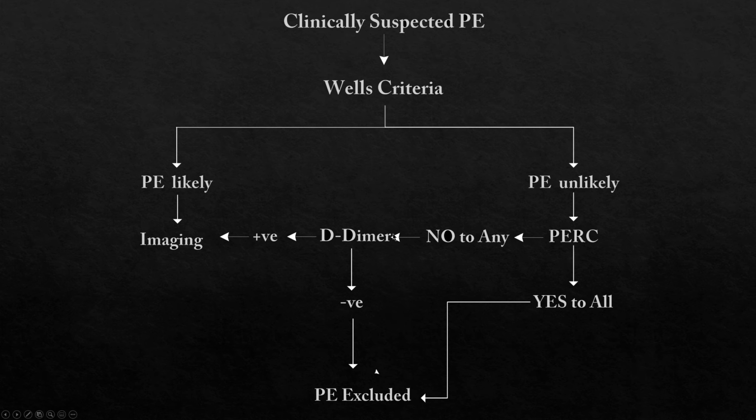It's always available: D-dimer. If it's more than 500, you proceed to imaging. If it's negative, a sensitive test rules out the disease, so this is excluded, in the PE unlikely group. If it's likely from the Wells criteria, you proceed directly to imaging.